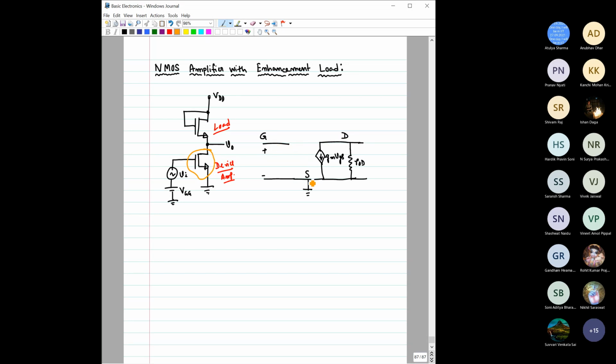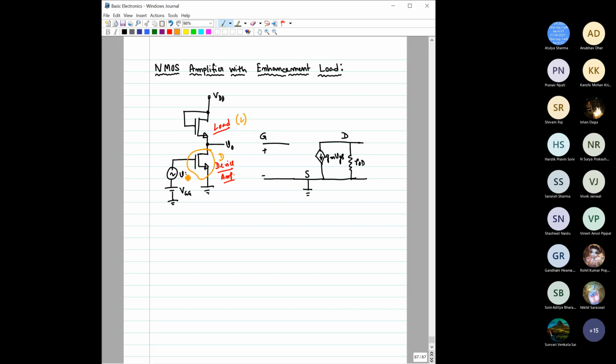gate, drain, source, gm VGS. D stands for the device, and L stands for the load. So this is the small signal equivalent circuit. We have done it so many times. Now, what else do we have to do?